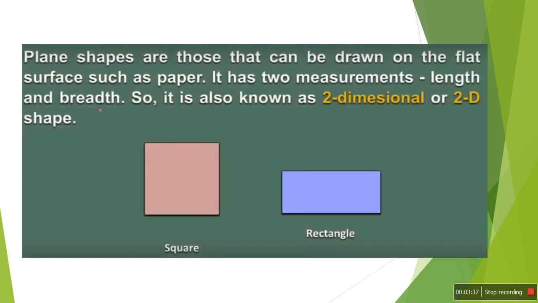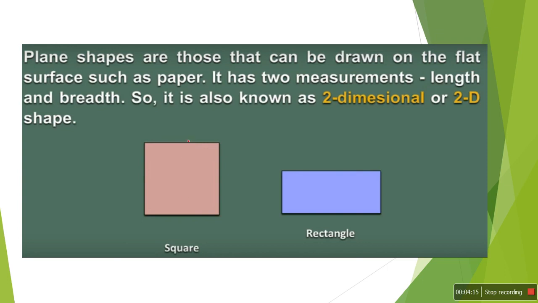Let me introduce another definition of two-dimensional shapes. Plane shapes are those that can be drawn on a flat surface such as paper. They have two measurements, length and breadth. So they are also known as two-dimensional or 2D shapes. That means, as we have already studied, if we talk about two-dimensional shapes, we will find only two dimensions. The first one is length and the second one is breadth or width. Breadth and width are the same thing, so don't get confused over here. So in 2D shapes we will find only two dimensions, length and width or breadth.